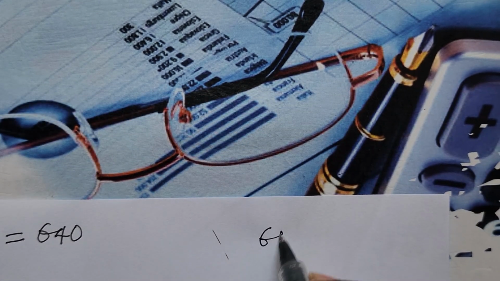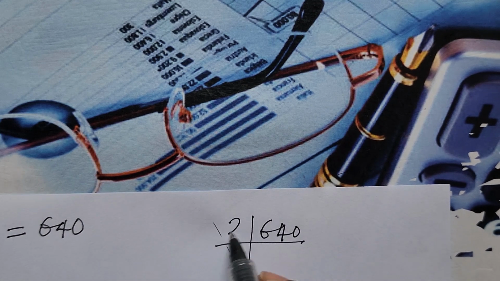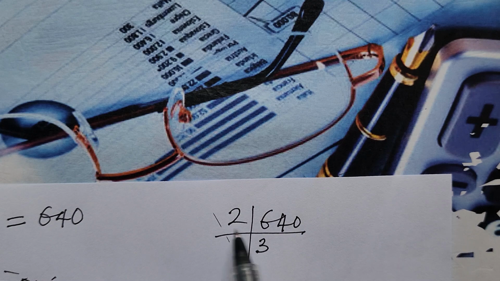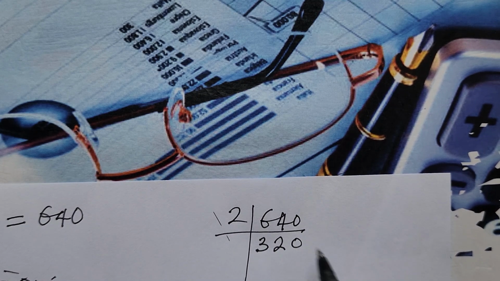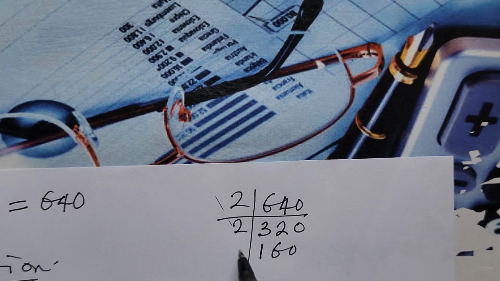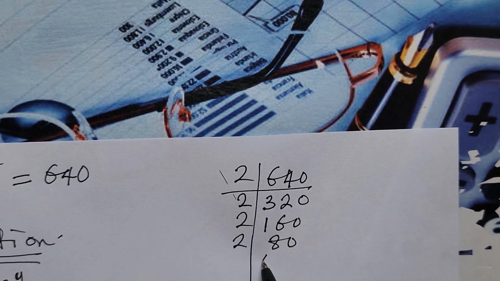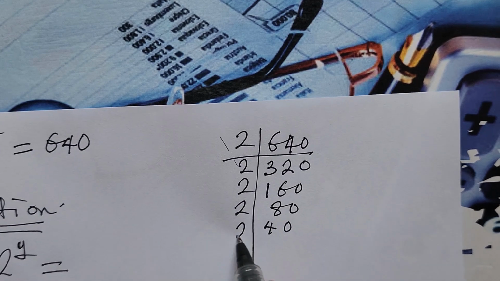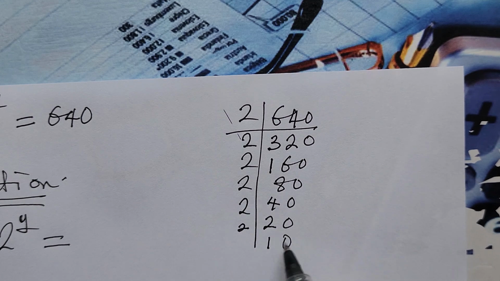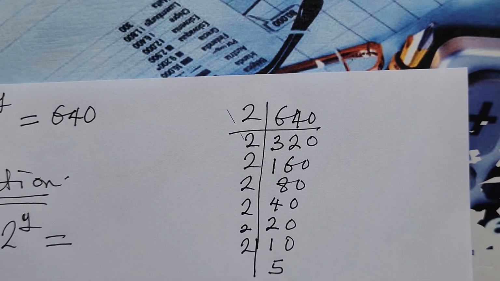So here we have 640. Let's divide down. We want to start with 2 here. 2 into 6 will give us 3. 2 into 4 will give us 2, 0. 2 can equally go into this. This will give us 1, 6, 0. 2 into this will give us 8, 0. 2 into 8 will give us 40. 2 into 40 will give us 20. 2 into 20 will give us 10. 2 into 10 will give us 5. Now 2 cannot go into this again.